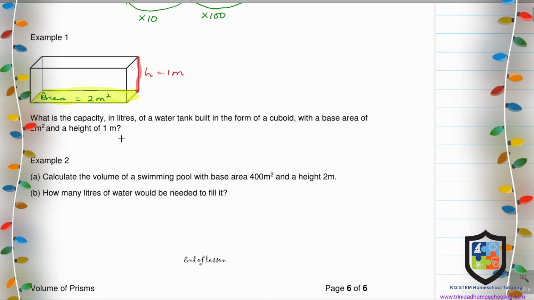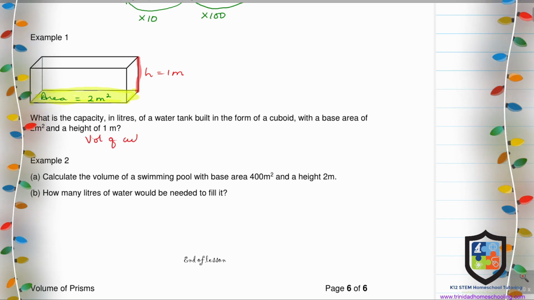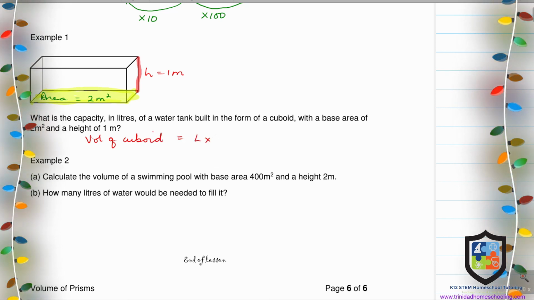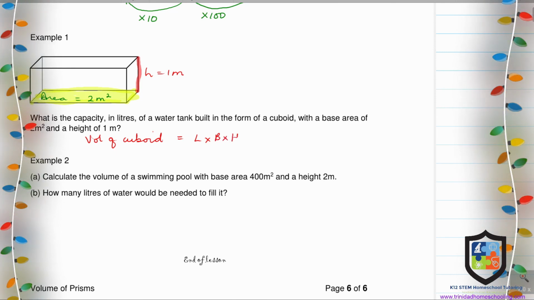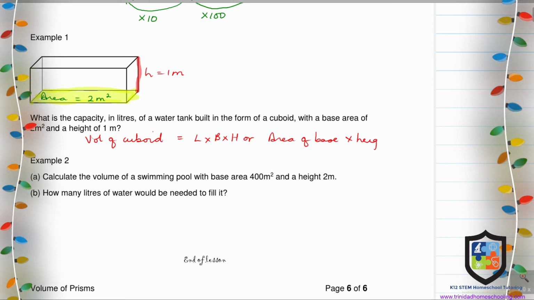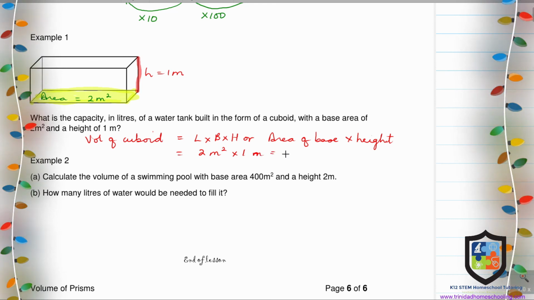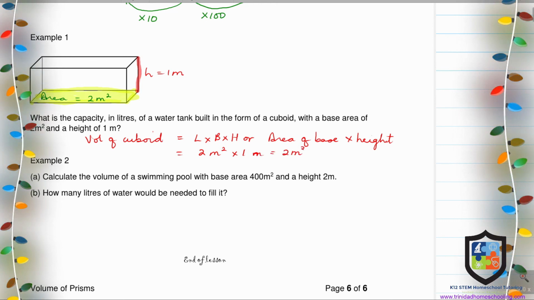Now, it is a cuboid. We will first find the volume of this cuboid. The volume of the cuboid is length times breadth times height, or we said the area of the base by the height. In this case, they give us the height. So it's 2 meters squared multiplied by 1 meter, which will give me 2 meters cubed.